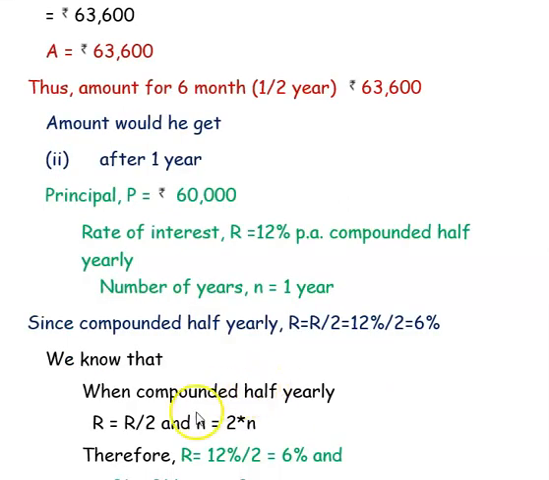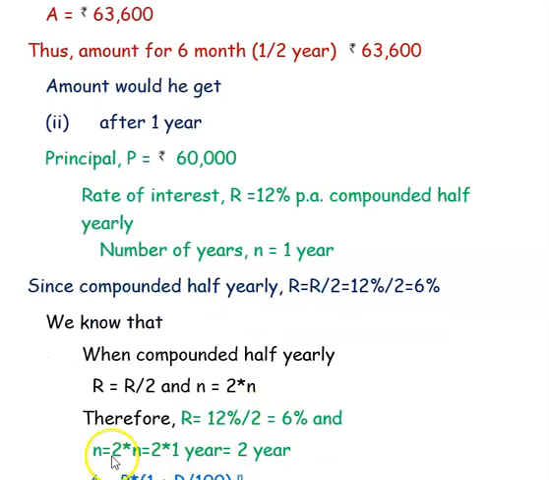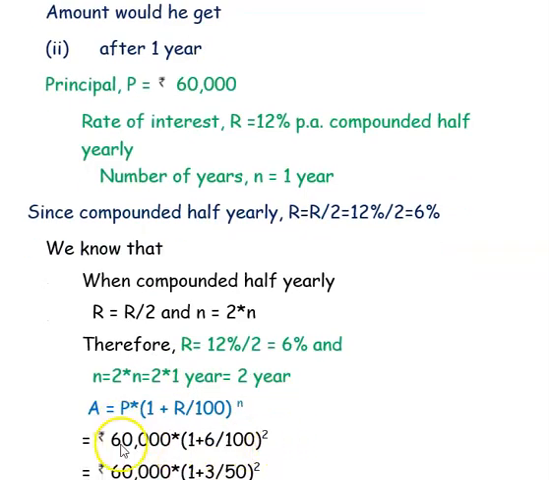Okay, and when compounded half yearly, the number of years will be 2 into n. So here we are going to calculate it for 1 year, so 2 into 1 year is 2. Now our principal is 60,000, rate of interest is 6% and number of years is 2.